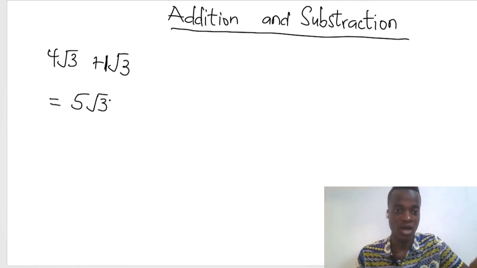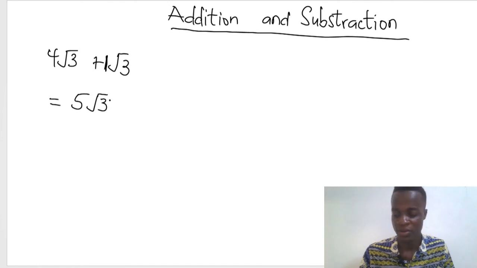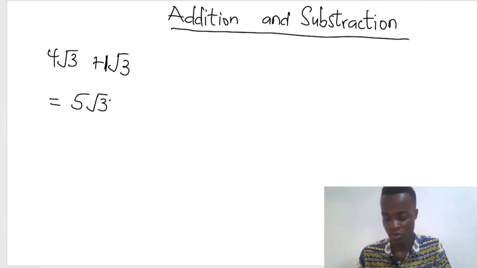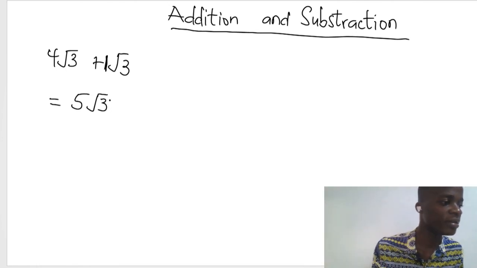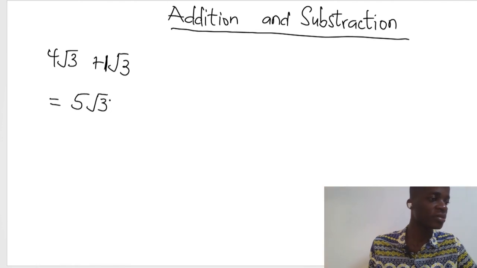No one will ask you how you got that answer, but you just put it like 4 square root of 3, then plus square root of 3. Yeah, the answer is 5 root 3. So that's how to go about it. Then let's look at further examples.